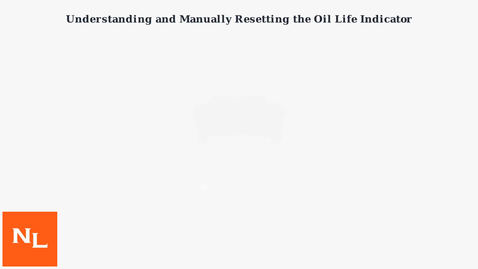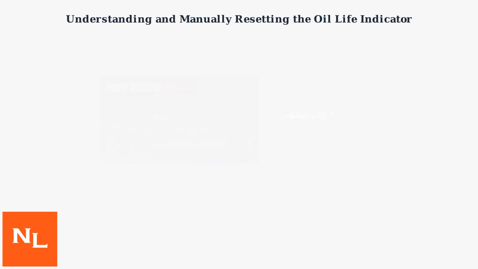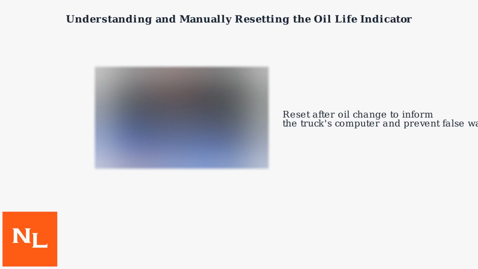The oil life indicator on 2011 to 2016 Ford F-250 trucks estimates oil degradation based on factors like mileage, engine hours, and driving conditions. Resetting it after an oil change informs the truck's computer of the new oil, preventing false warnings. To manually reset, turn the key to the on position without starting the engine.